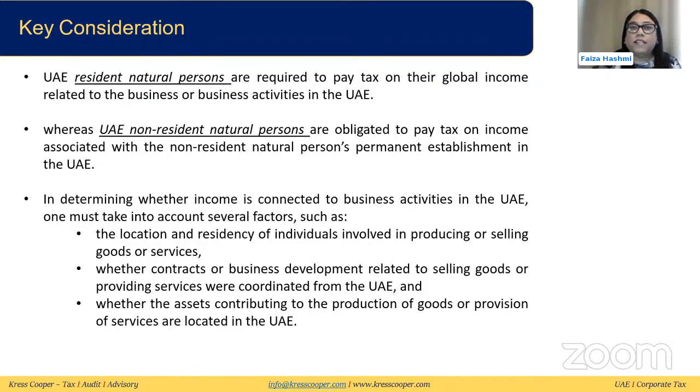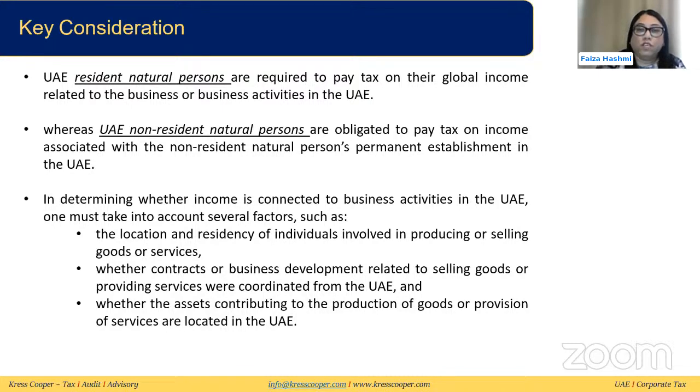So a UAE resident natural person will be required to pay tax on the global income which is related to the business or business activities in the UAE. A non-resident natural person will be obligated to pay tax on the income which is associated with the person's permanent establishment in the UAE. And how will we judge whether any income is connected to business activity in the UAE or not?